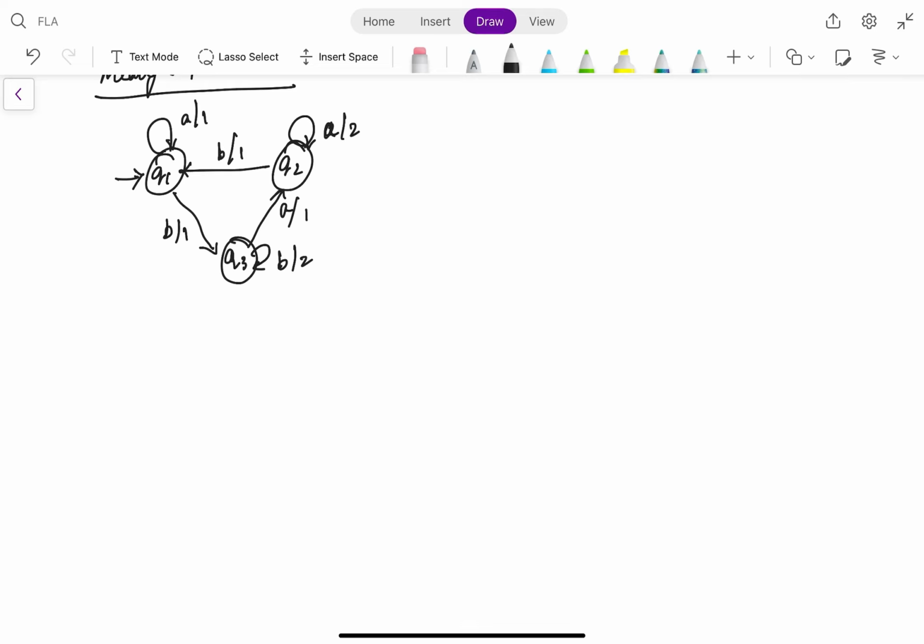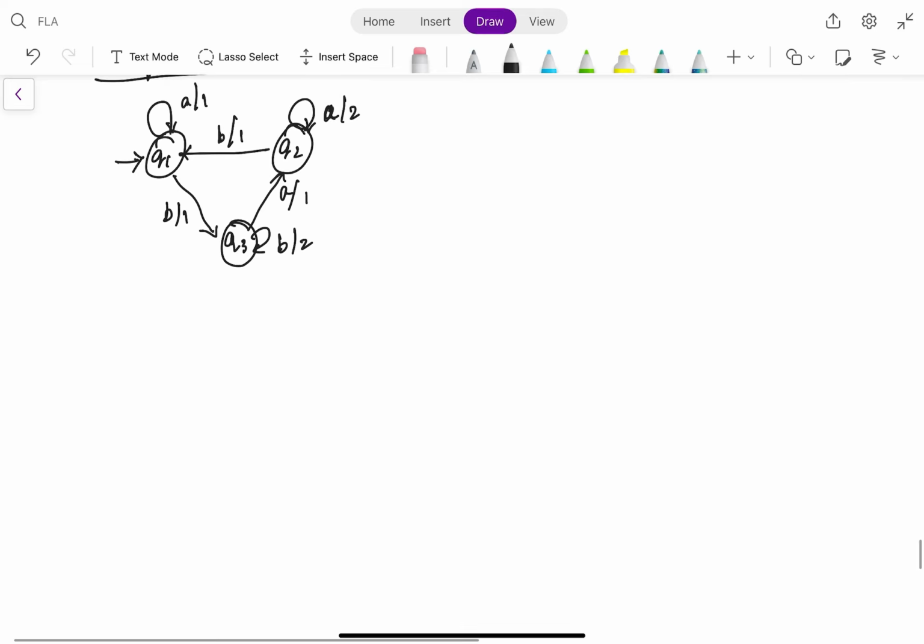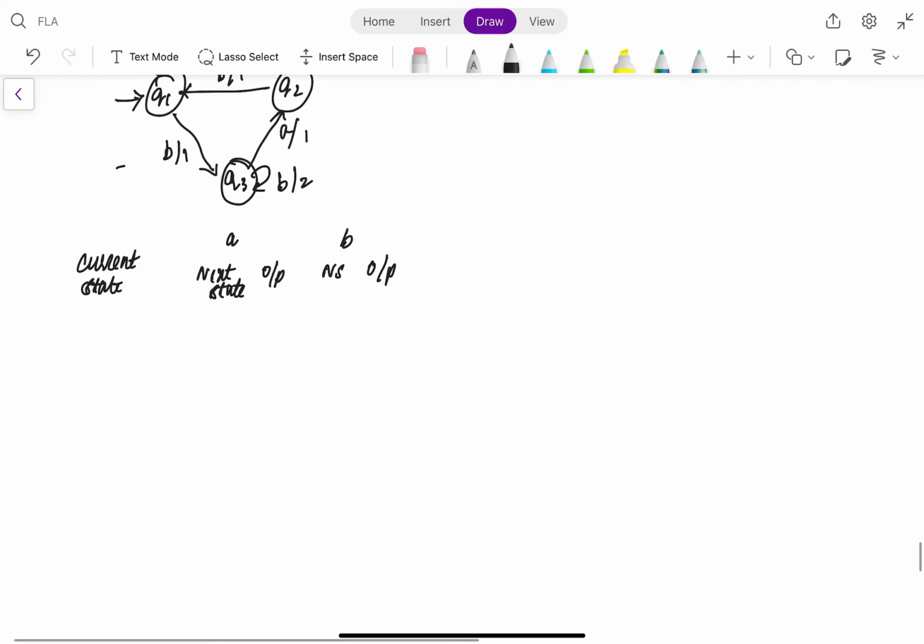So with the given Mealy machine, you first draw your transition table. The transition table consists of current state, A input, B input, next state, output, next state, output. So from the Mealy machine, do your transition table. It has three states, Q1, Q2, Q3.